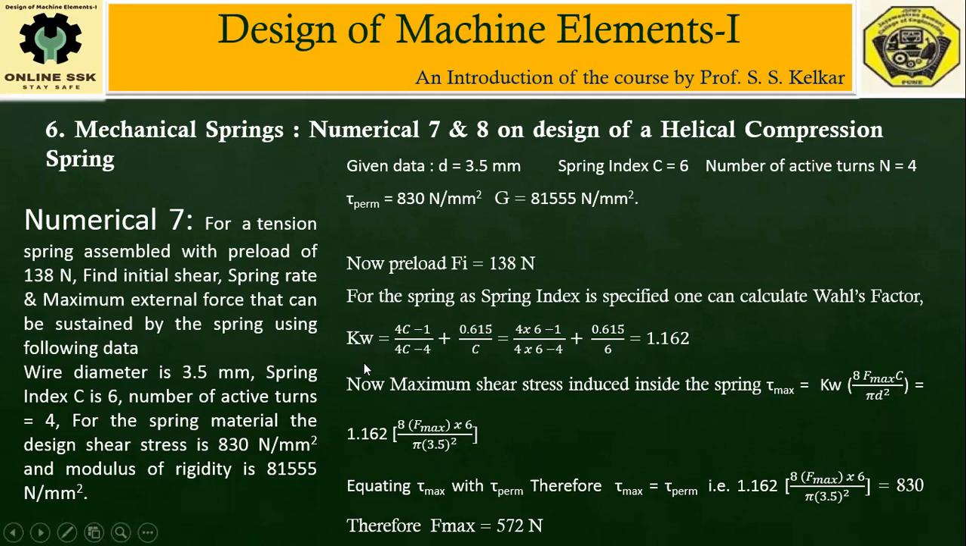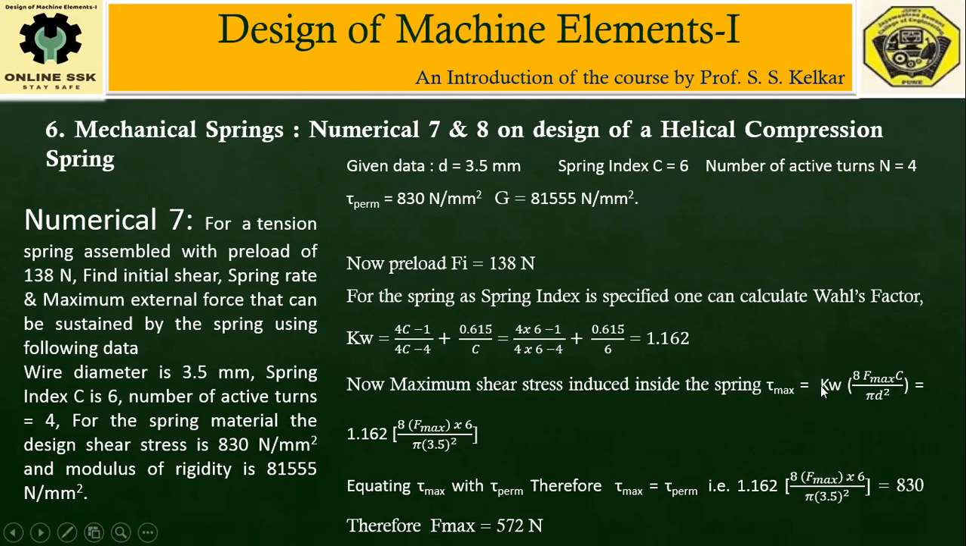and that's why in the formula we are going to refer Kw. We are going to take into account Wahl's factor Kw, which is given by 4 times C minus 1 divided by 4 times C minus 4 plus 0.615 upon C, where C is the spring index, which is given as equal to 6. So we are in position to calculate Kw. Kw happens to be equal to 1.162.